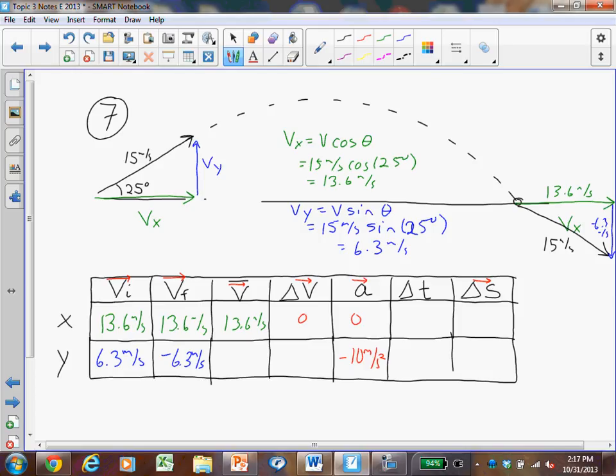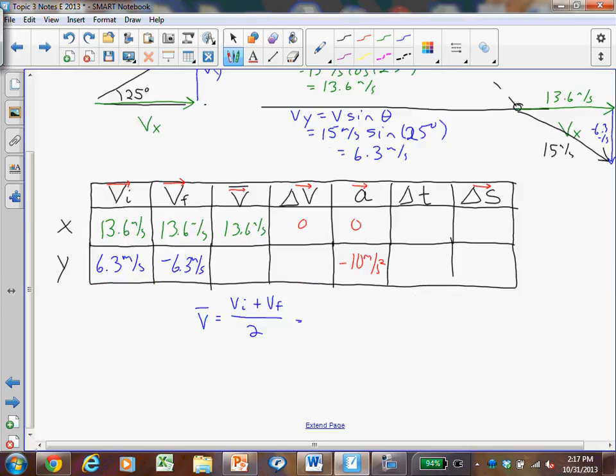So, what was I going to do? Oh, okay. So what's the average velocity? Well, it's VI plus VF over 2, right? And VI is 6.3 plus or minus 6.3. So the average velocity is actually 0, right? How is that possible? Well, what's your displacement? It's also 0 in the y.